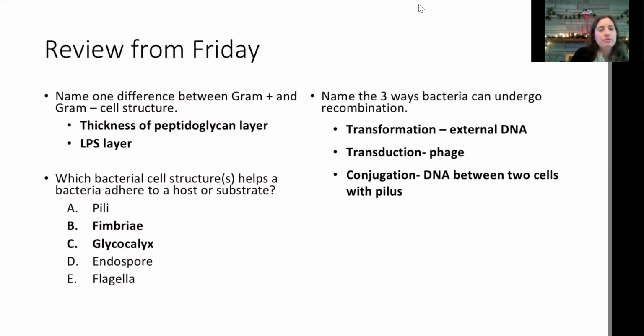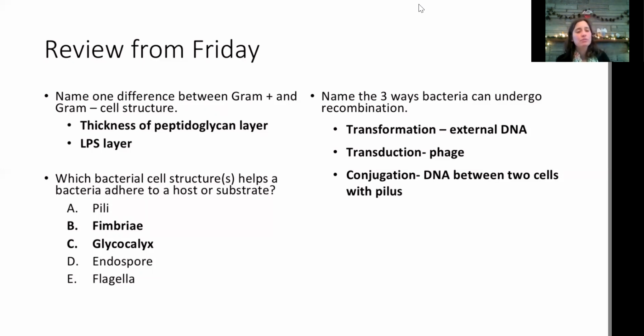Okay, so one difference between gram-positive and gram-negative cell structure. You can think about the thickness of the peptidoglycan layer. You should remember that gram-positive have the really thick one and gram-negative have the thin one, and that affects how they take up the stains for gram staining. Also, the gram-negative bacteria have that outer lipopolysaccharide layer that the gram-positive bacteria don't, and that allows them to be more resistant to antibiotics and more resistant to the immune system. And sorry, I have a bird clock. And Thomas is playing in the background.